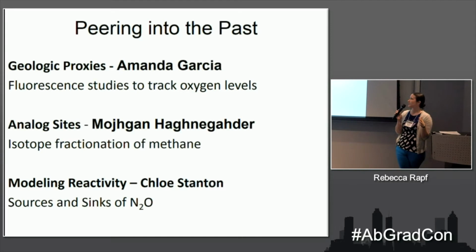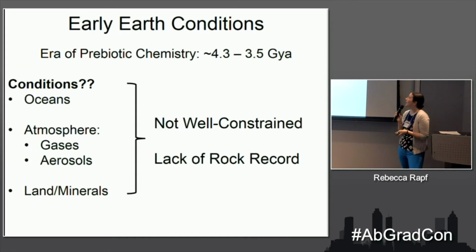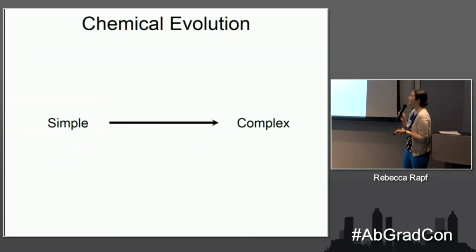We're going to be looking at some analog sites and isotope fractionation again. And because we've heard a lot about isotope fractionation, I'm not going to go into that. And then also more truly chemical ways of modeling reactivity. What are the sources and sinks of N2O? And as I said, on the early Earth, partly because we don't have a great rock record, there's a lack of constraints as well when we're thinking about more traditional prebiotic chemistry.